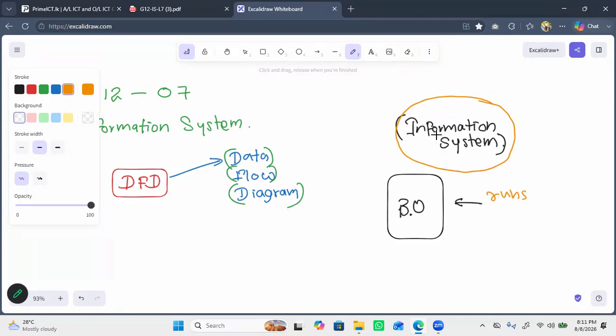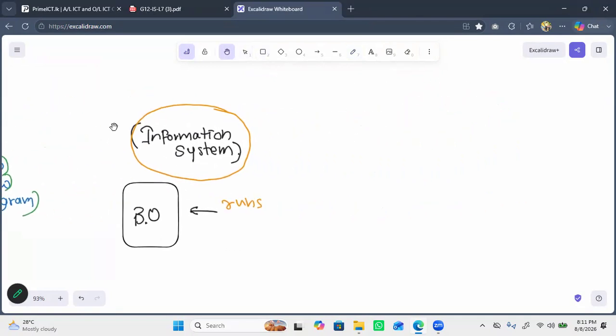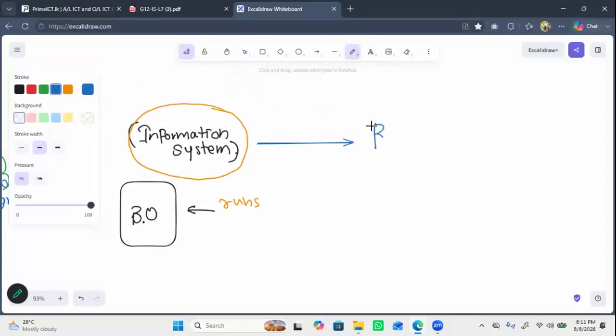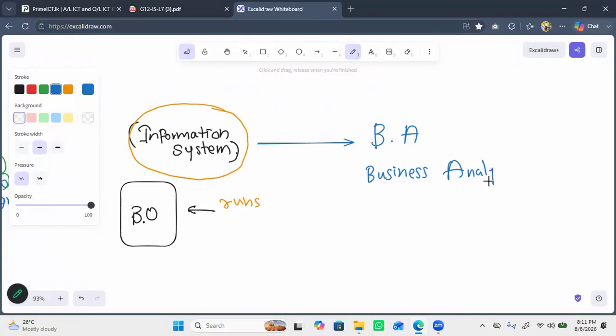So to build this kind of information system, we have to diagramize first. This is usually done by a person called business analyst, BA. Have you heard of this person? Business analyst. This is the person who analyzes the business organization, and before making the software, we have to make the software requirement specification document.